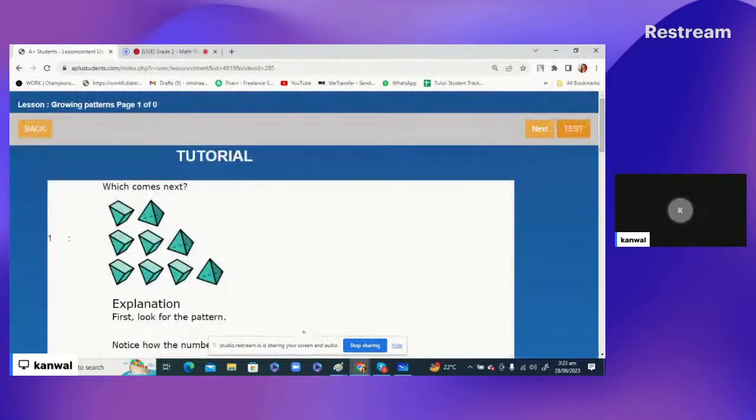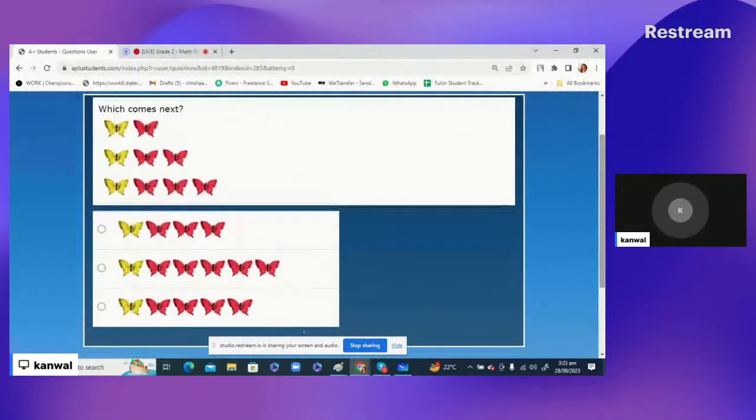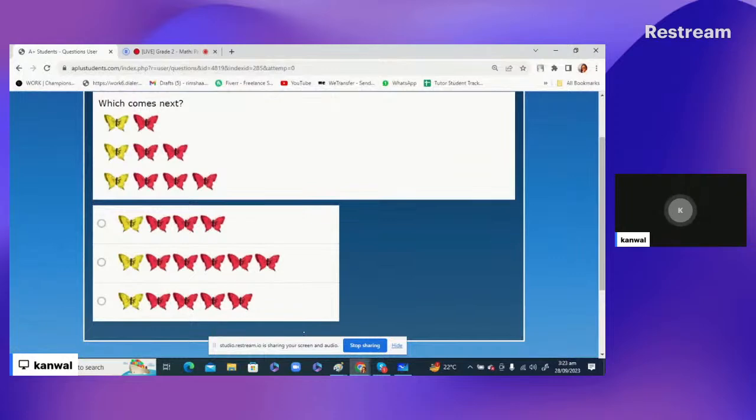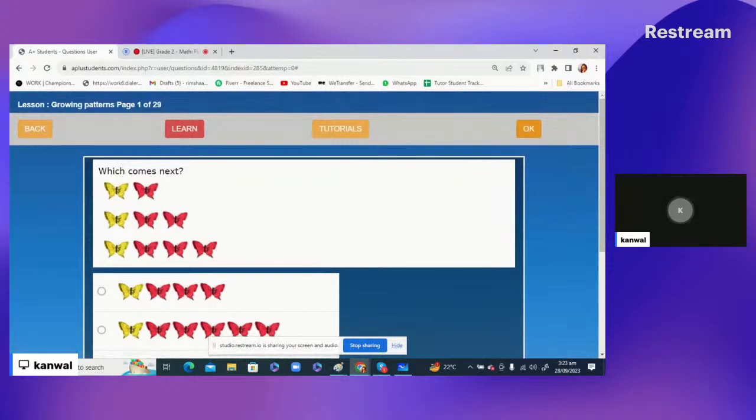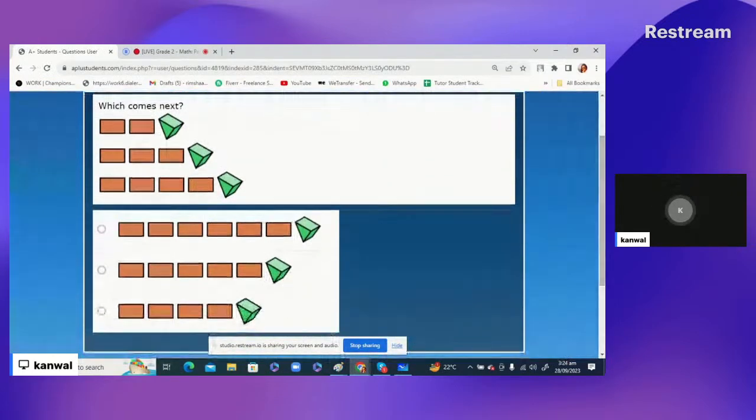Okay, let's do some questions for that. Test question. Okay, so which comes next? Here's the yellow and basically the pink. Now look at here, the yellow butterflies are the same. Which one is increased? Now the pink one. So let's check. Here is one yellow and 3 pink. Now for the next, one yellow and 4 pinks. So let's count in which option one yellow and 4 pink. 1, 2, 3, 4 in the last option. Okay, so we're gonna click, then check. Yeah, that is right.